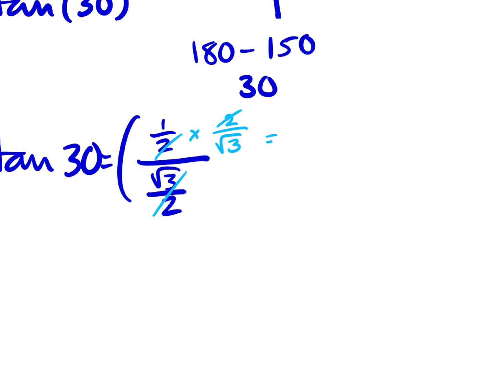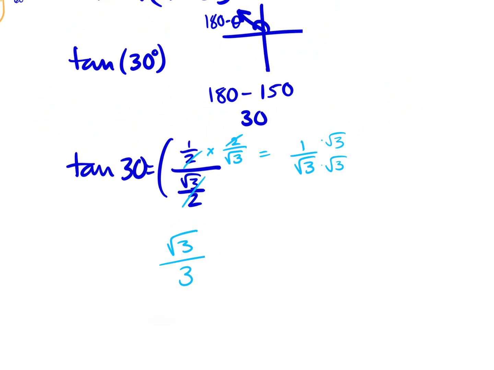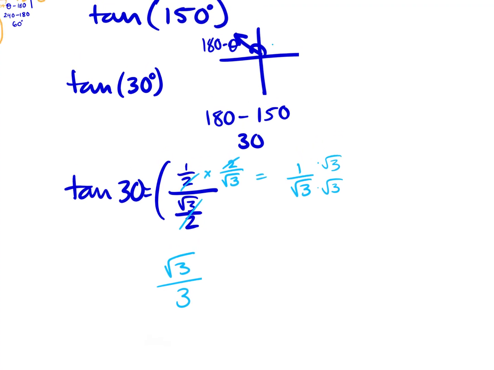So the 2's will cancel, so we get 1 over square root 3, but we can't leave our answer like this. What do we have to do? Rationalize. So multiply the top and the bottom by square root 3. We get square root 3 over 3. But the last thing that we have to do is check the sign. We need to know, is this positive or negative? So if we have all students take calculus, we're in the second quadrant. What's positive in the second quadrant? Sine and its reciprocal. So what do we know that tangent is in the second quadrant? Negative. So our answer would be negative.